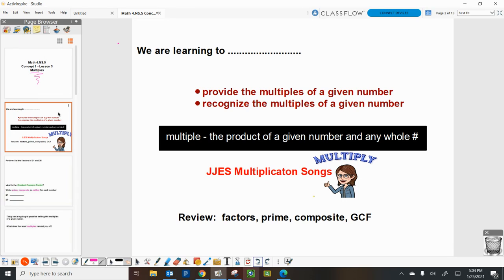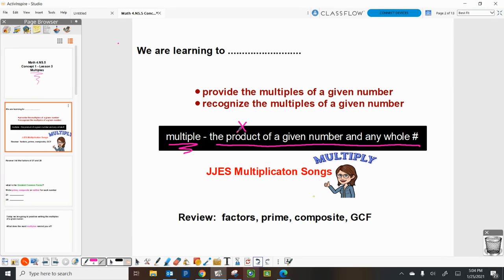Okay, so first things first. We're going to learn to provide the multiples of a given number and to recognize the multiples of a given number. What in the world is a multiple? A multiple is the product of a given number and any whole number. So remember, product is the answer to a multiplication problem. So anytime I multiply something, that product is a multiple of a whole number.